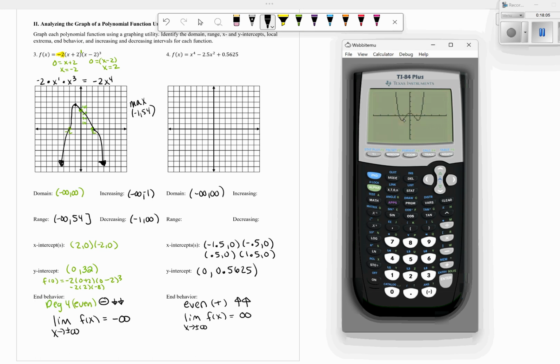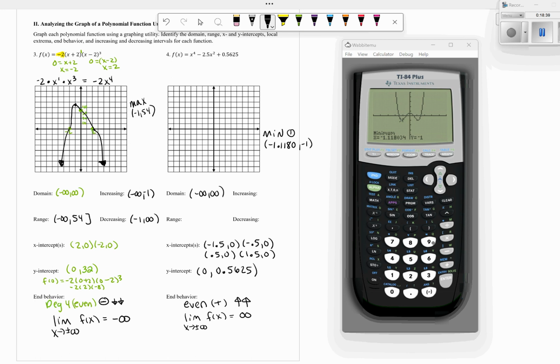So for this graph, I'm also going to go ahead and find those minimum values. So I need that minimum right there. So second trace, we're doing number 3, which is the minimum. And we're going to scroll over and hit here, enter. Go to the other side, enter, and enter for the minimum. So we have a minimum at -1.1180 comma -1. So that's our first minimum.